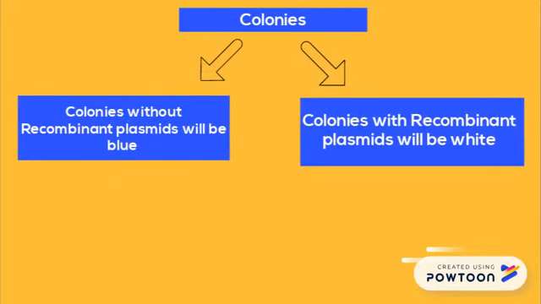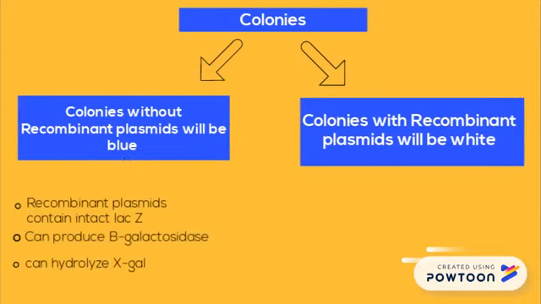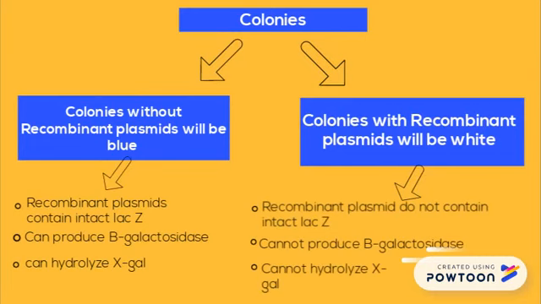Colonies without recombinant plasmid will be blue. They contain intact lacZ, which can produce beta-galactosidase and can hydrolyze X-gal. While colonies with recombinant plasmid will be white, do not contain intact lacZ, cannot produce beta-galactosidase and cannot hydrolyze X-gal.